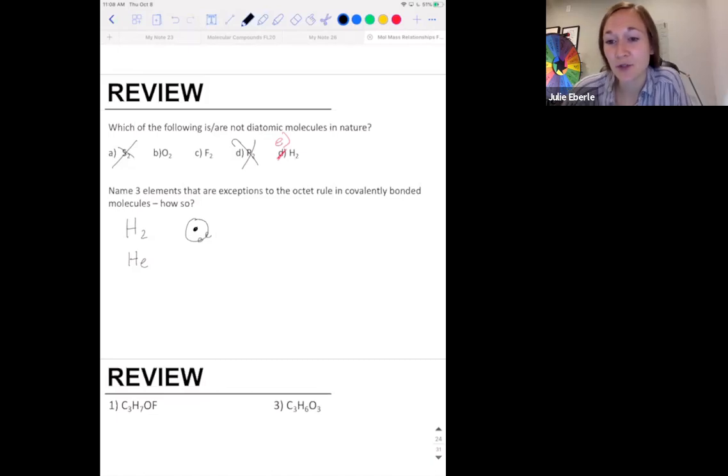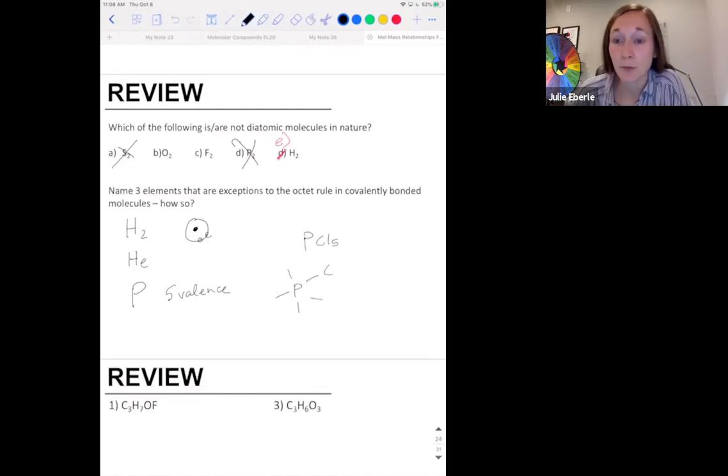Kathleen says phosphorus. Yes, phosphorus can be an exception. Okay, phosphorus has 5 valence electrons, main group 5. Phosphorus can share all 5. Okay, it doesn't normally do this, but it can share all 5. And we drew a picture of this in class. If it shares all 5, let's draw it involved in 5 bonds here.